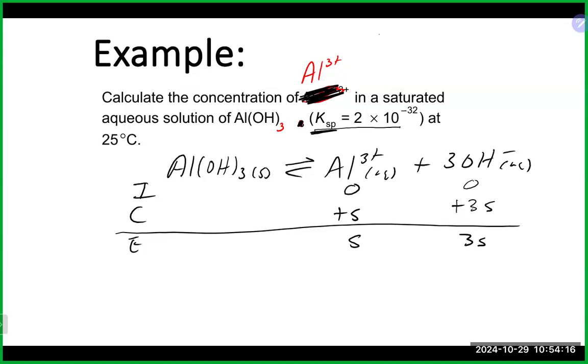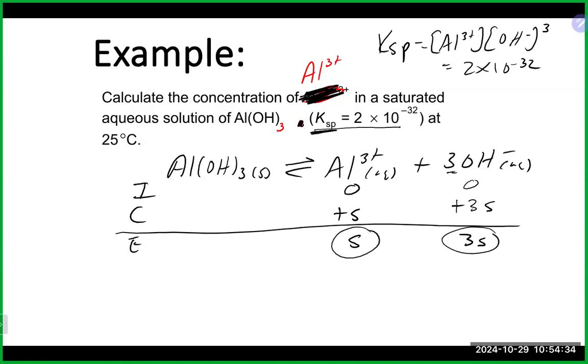We could write our KSP expression, which would be the concentration of aluminum times the concentration of hydroxide. Once again, we do need to cube it because of the coefficient that's there. That would equal our 2 times 10 to the minus 32. We're going to take our equilibrium line and put it into that expression. That will give us S times 3S, and remember, we still need to cube it as well, and that will equal 2 times 10 to the minus 32.